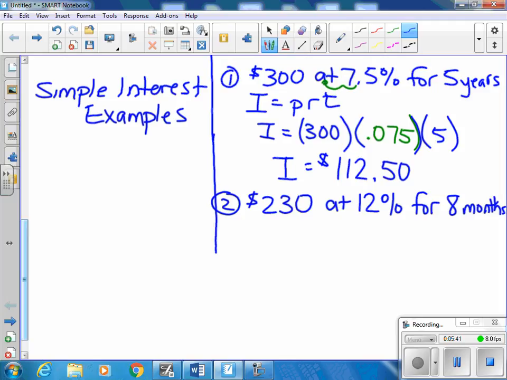Right, so let's say you borrowed this amount of money and it took you 8 months to pay them back, and the person said you now have to pay back with 12% interest. We want to know how much interest is that going to be.